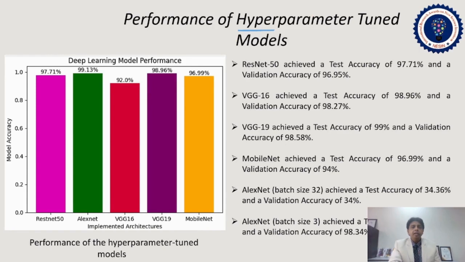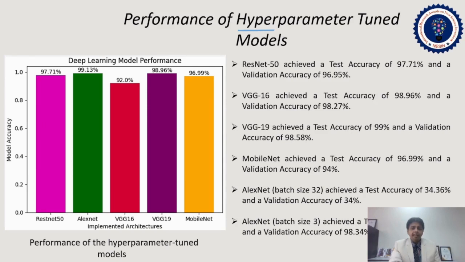So now, performance of hyperparameter tuned models. You can see from the figure clearly that ResNet 50 achieved a test accuracy of 97.71% and a validation accuracy of 96.95%. Then VGG16 achieved a test accuracy of 98.96% and a validation accuracy of 98.27%. Then VGG19 achieved a test accuracy of 99% and a validation accuracy of 98.58%. MobileNet achieved a test accuracy of 96.99% and a validation accuracy of 94%.